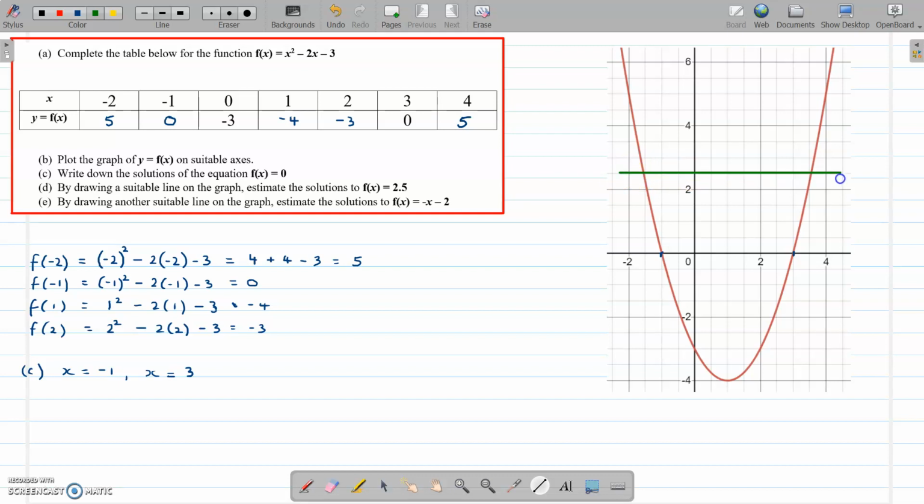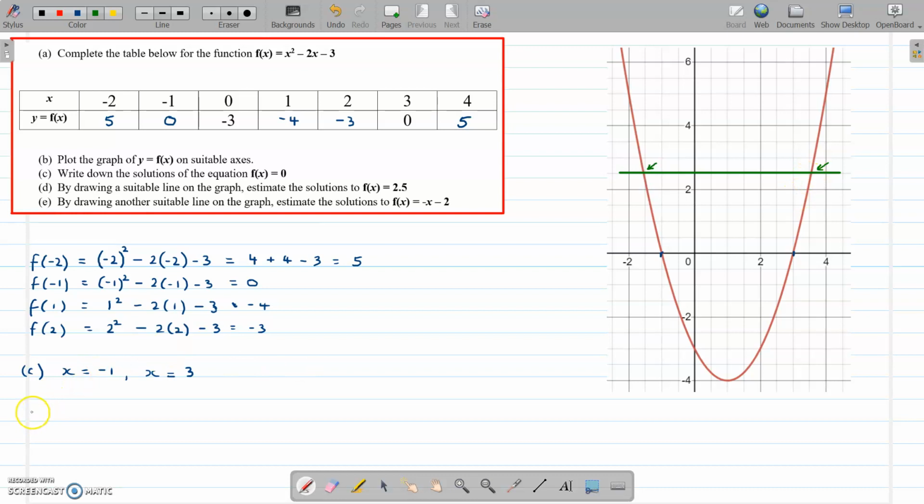Now, I've drawn the line. Now what I've got to do is estimate where that line crosses the quadratic curve. So I'm looking at these 2 points here, and I'm estimating what they are. And I would suggest that the x-coordinate of that is -1.5, and this one looks to be about 3.5. Yep, that's 3 there, so 3.5, maybe slightly over 3.6.